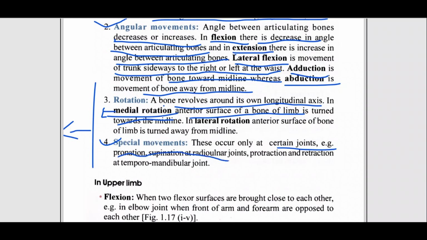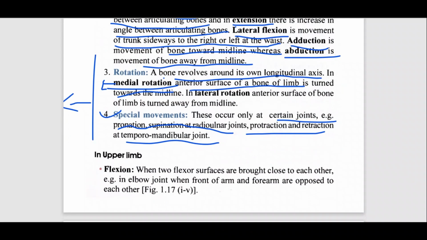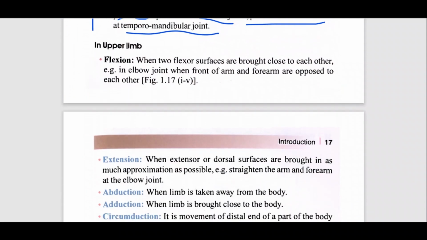Now, fourth is special movements. These occur only at certain joints. For example, pronation, supination at radio-ulnar joint. Protraction means आपके दांतों का बाहर जाना, and retraction is opposite of protraction at temporomandibular joint.